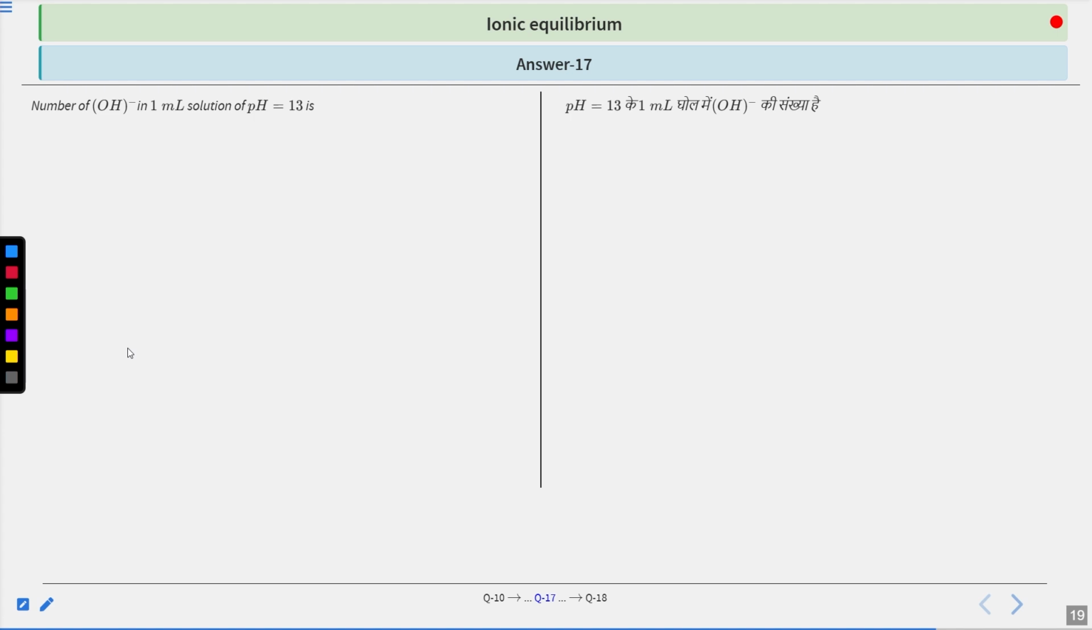We are given a solution whose pH is 13, and now we have to find what is the number of OH minus in 1 milliliter of solution. We know that the correct answer is D, which is 6.02 into 10 to the power 19.